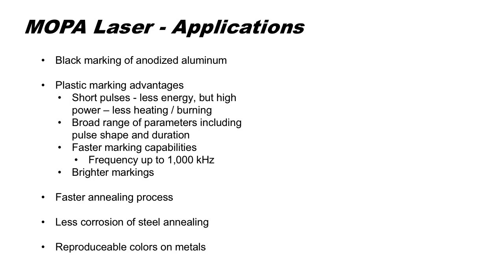It also has plastic marking advantages, producing short pulses that carry less energy but high power, with less heating and burning on some materials. It produces a broad range of parameters, including pulse shapes and duration. It's got faster marking capabilities, with frequency up to 1000 kilohertz. It produces brighter markings, faster annealing processes, and less corrosion of steel when annealing. It also gives the ability to produce reproducible colors on metals.